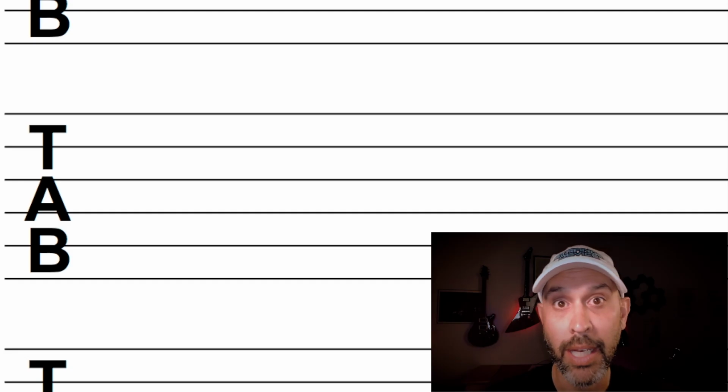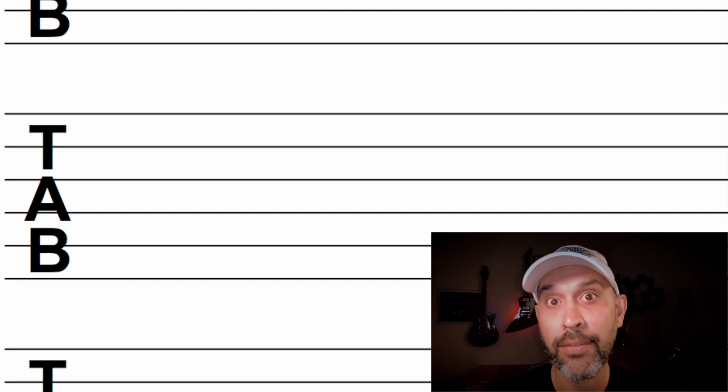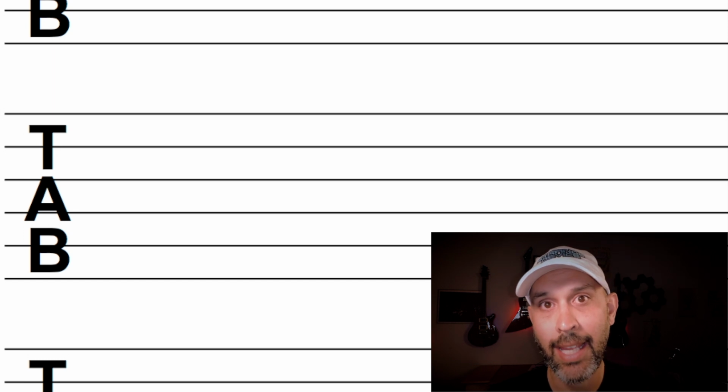You can remember this by seeing how the word tab is written on the left side of tablature sheets, and it goes T-A-B, which could represent top and bottom, or treble and bass. Now, let's look at an actual song notated in tab and see how to read it.